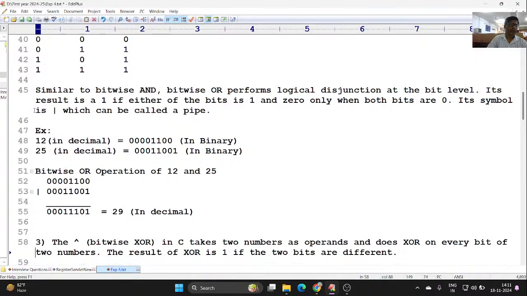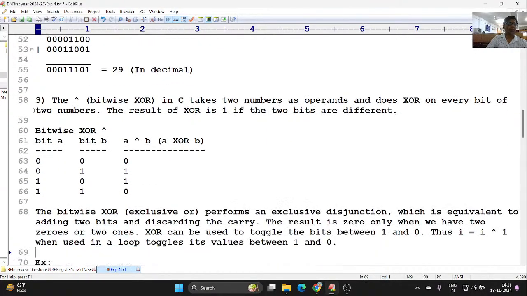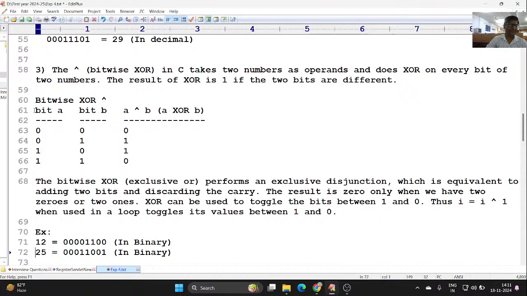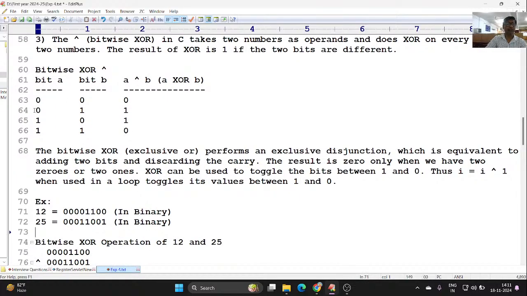Okay. So let's see the XOR operation. Bitwise XOR in C takes two numbers as operands and does XOR on every bit of the two numbers. The result of XOR is 1 if the two bits are different. Two bits are different means either 1 and 0 or 0 and 1.